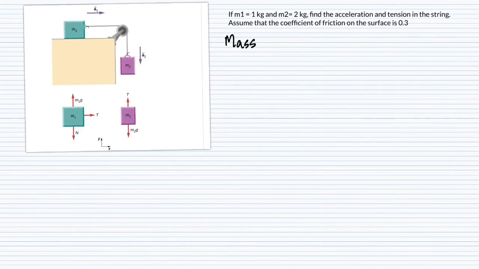In this question, you have one mass moving horizontally on a table with friction and the other moving vertically. Okay? The masses are given as 1 and 2 kilograms. Find the acceleration and the tension. The coefficient of friction is 0.3.